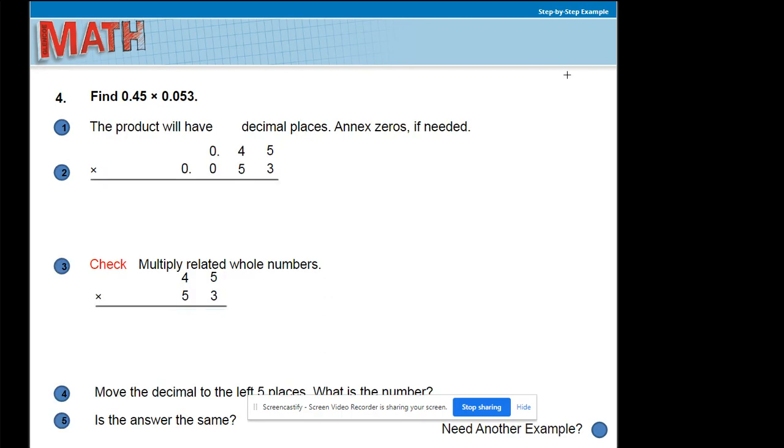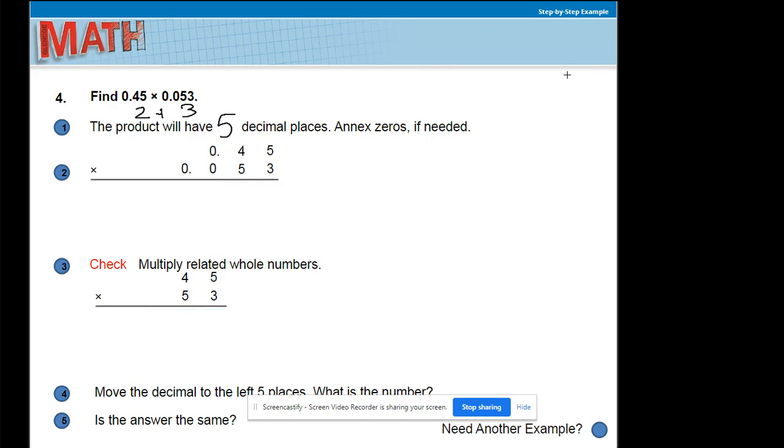All right, so if we're looking at this, we have 3 here and 2 here, okay? Before I even bothered to look at what the numbers were, I looked to see how many decimal places there were. So I have 2 in 0.45 and 3 in 0.053, and 2 plus 3 is 5, so I will have to move 5 decimal places after I get my answer.